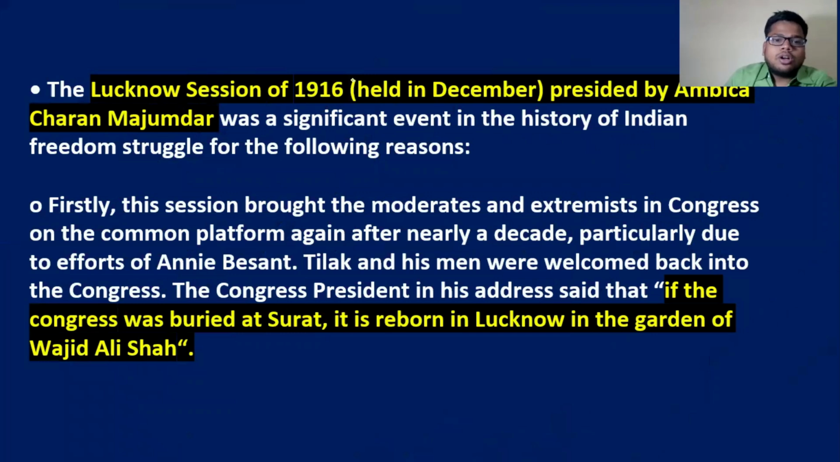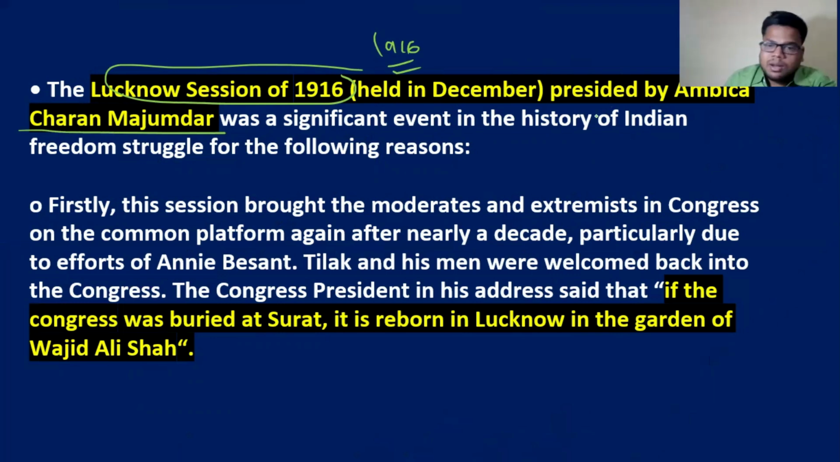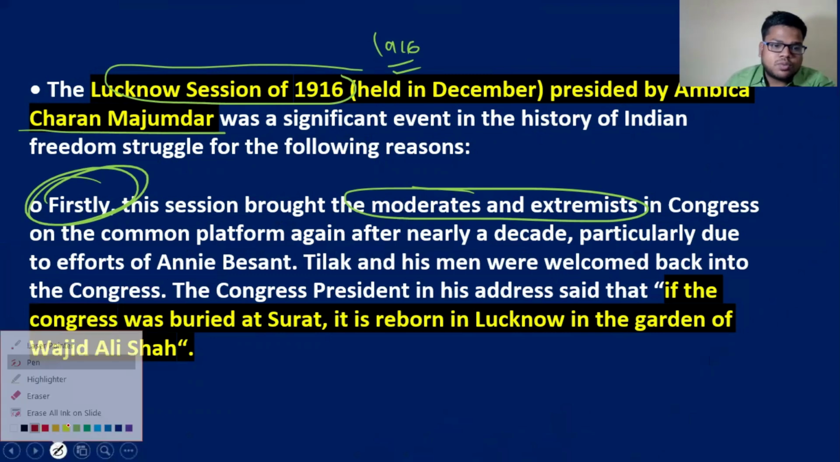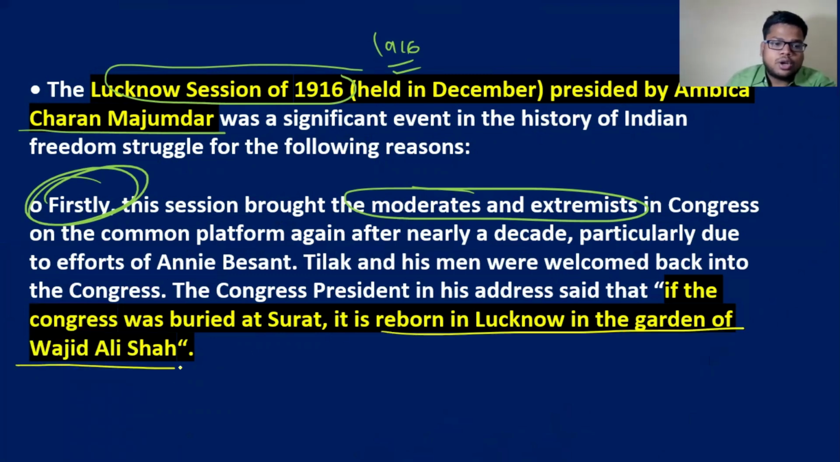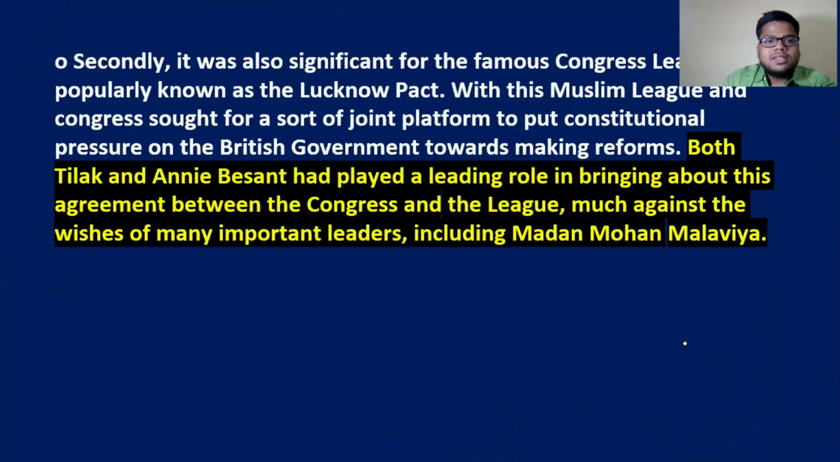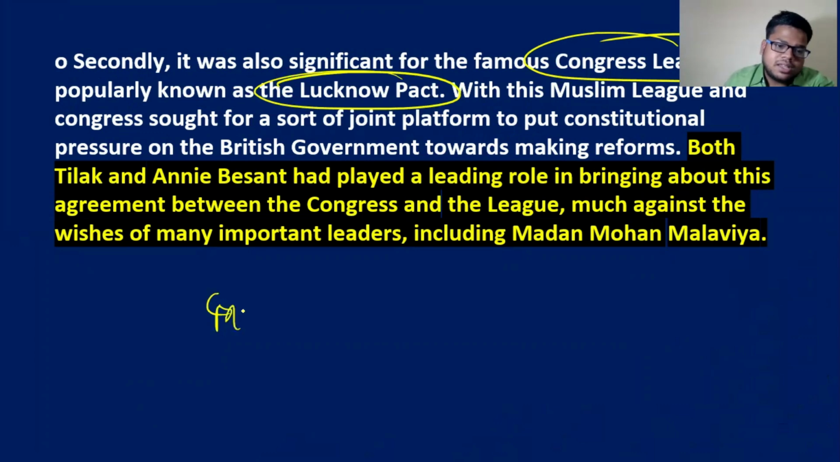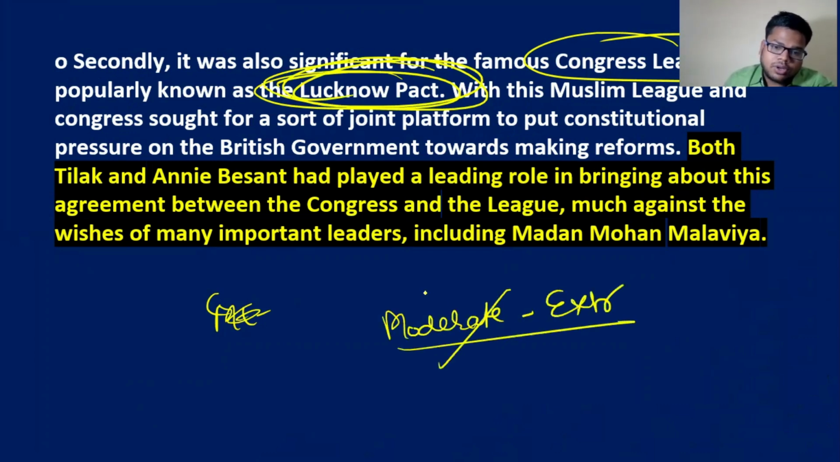Let's see. The Congress session in 1916 was held in Lucknow in December, presided over by Ambika Charan Majumdar, a moderate. We have seen it was very significant. Firstly, the session brought the moderates and the extremists together, right? It was said that if the Congress was buried in Surat, it was reborn in Lucknow, in the garden of Wajid Ali Shah. Then secondly, it was also significant that the Lucknow Pact was signed between the Muslim League and the Congress. So remember, this pact is significant, but it is not between the moderates and the extremists; it is between the Muslim League and the Congress.